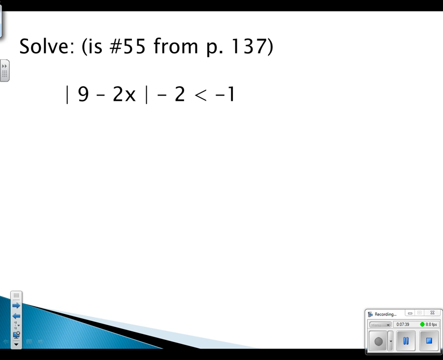So let's do one of these together. This one's actually number 55 from your textbook. It's found on page 137. So the ones that are near and around this one, the examples would be similar too. First step, I need to isolate my absolute value. This 2 needs to go. So I'm going to first add 2 to both sides.